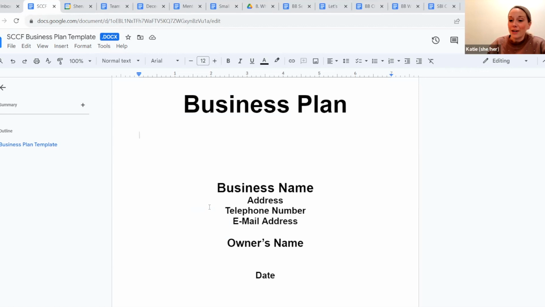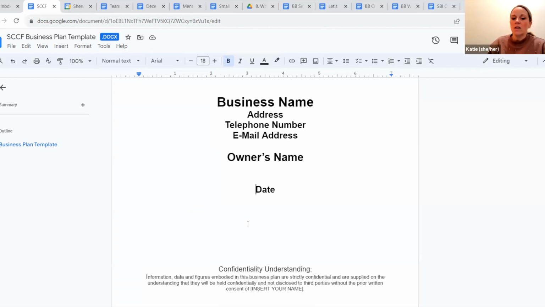Make sure you include your contact information, right? I can't tell you the number of times that people submit something and we're like, but we don't know how to get in touch with you. So make sure you include that. Also, make sure you include your date. I think this is good because your business plan will develop as your business develops, right? Things will change, things will get tweaked. That's okay, that's normal. But if you have the date there, that ensures that you always know which one is the most recent and most up to date.